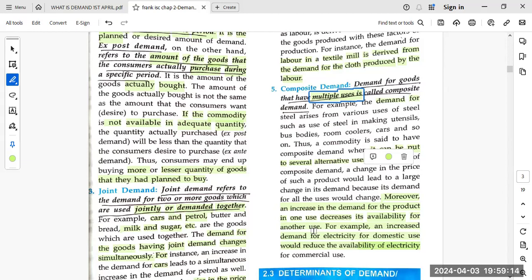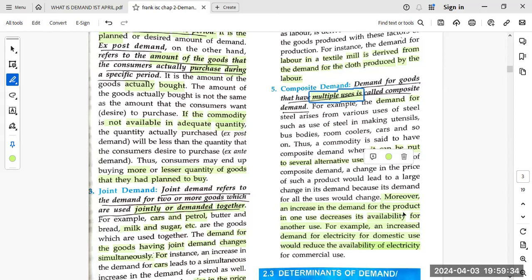For example, when the price of onion rises, your mother will stop giving you onion in salads. She will tell you, don't waste onion, it is too costly. She will use it only for cooking vegetables. You will not get salads. Okay.